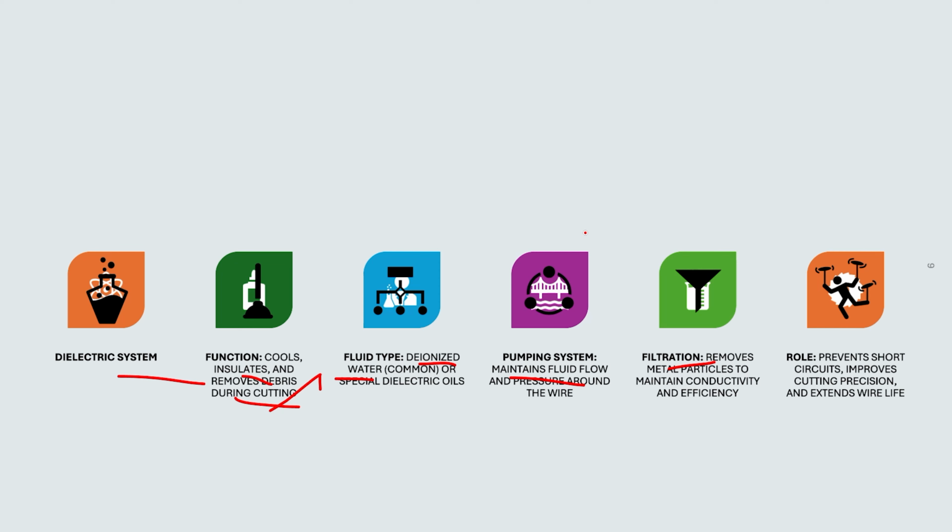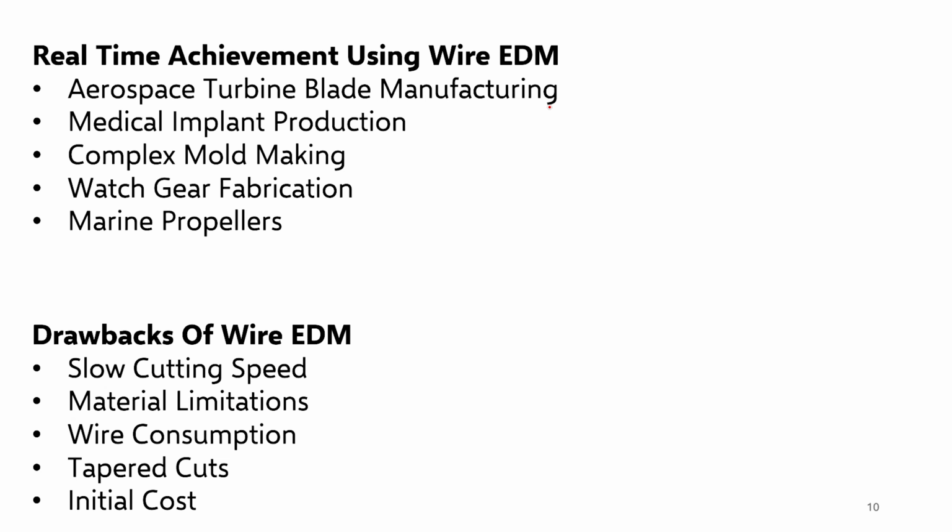Real-time applications using wire EDM are aerospace turbine blade manufacturing, where they put holes in the blades to reduce the weight and to increase the airflow. Then medical implant production, where specific dimensions and accuracy are highly needed. Complex mold making, where you need proper mold making at micron level tolerance. And watch gear manufacturing, where you know that the small parts of a watch are highly important in precision. Then marine propellers: the same as aerospace turbine blades, marine propellers also need weight reduction. So in that case also this is used.